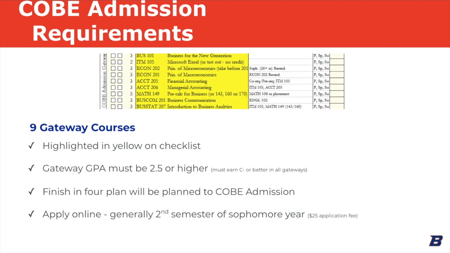During your required advising appointment, you should have updated your plan to COBE admission with your advisor. Typically, you will apply for COBE admission in the second semester of your sophomore year. COBE advising will be sure to help you navigate submitting your application when you're ready.